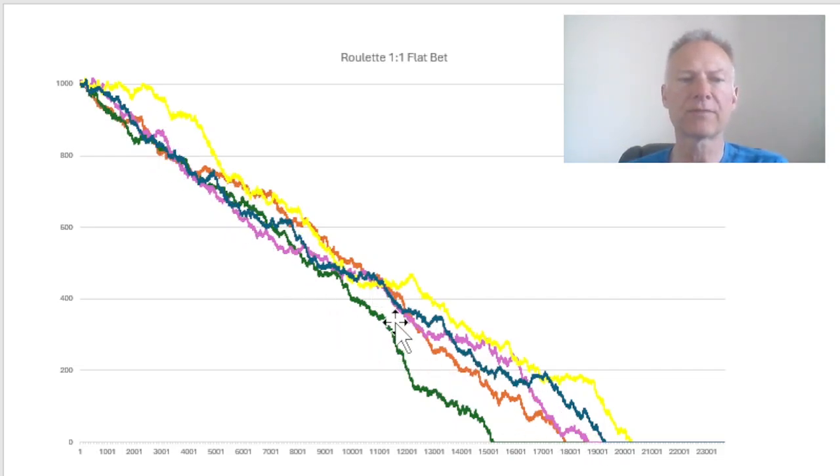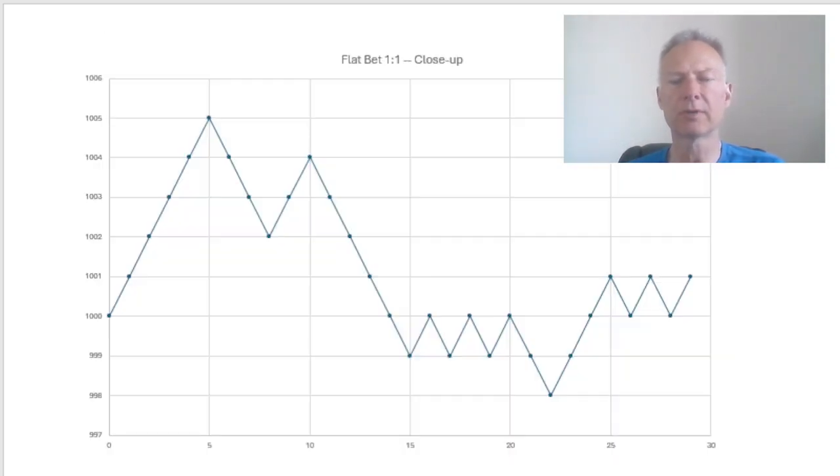The other thing to notice from these graphs is they're all about the same. They all kind of fall down in a straight line. If we were to take a close-up of just one of these sessions early on, just to make sure that the software is working correctly. When you write software and you write a simulation and you expect the simulation to play out millions, if not hundreds of millions of spins, you want to make sure it's working correctly.